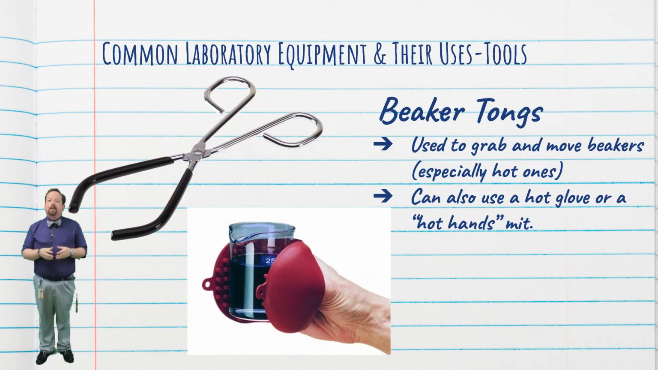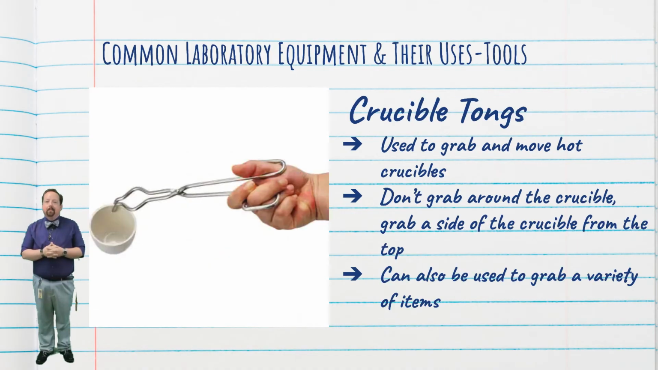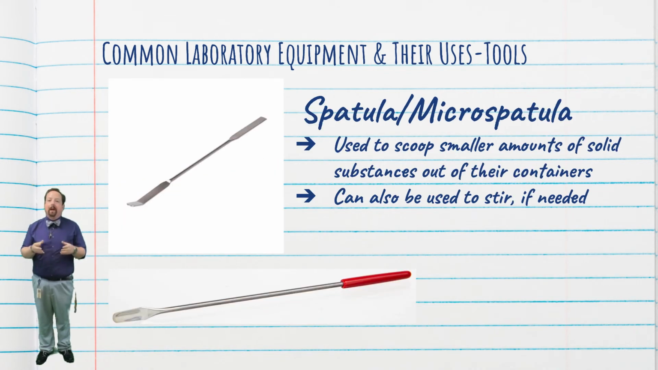These are beaker tongs, which can be used to grab onto hot beakers so you don't burn your hands. You can also use a silicone glove or hot hands mitt. These are crucible tongs, which are a kind of catch-all tong that can grab onto a variety of different items. A scoopula is used to scoop out a solid substance from their containers. A spatula or microspatula is also used to scoop out solid substances from their containers, but they do very small amounts at a time.